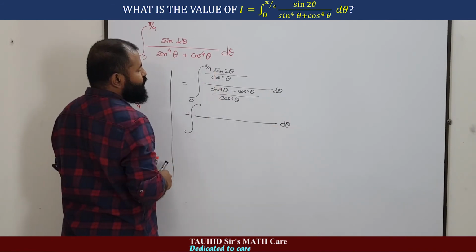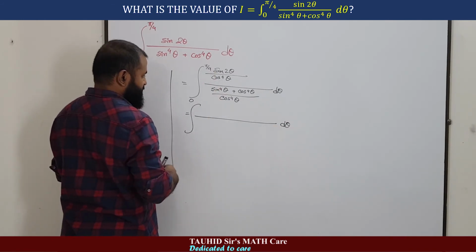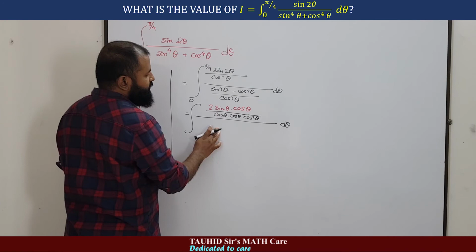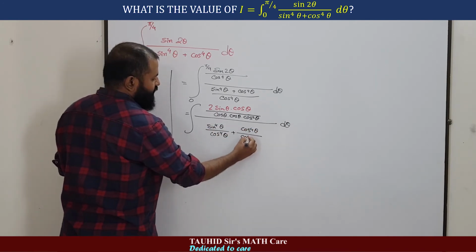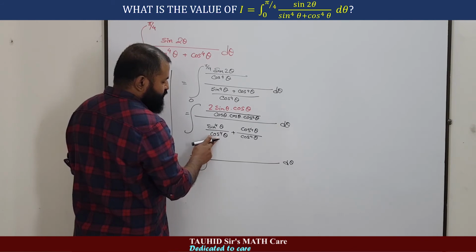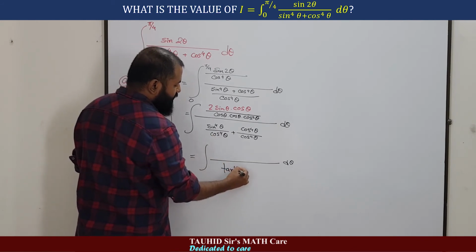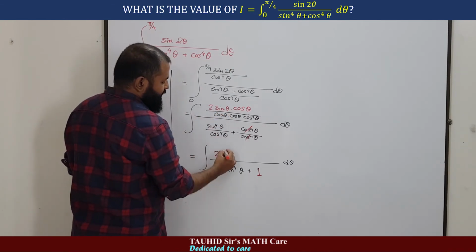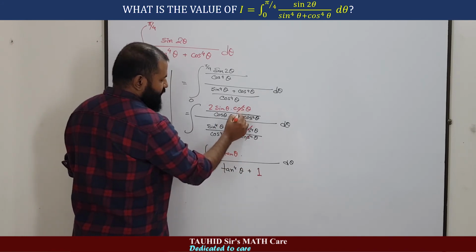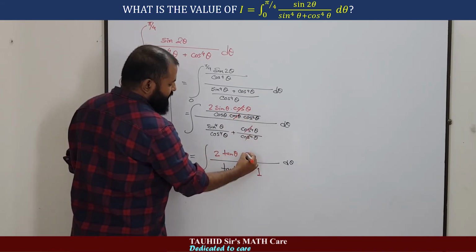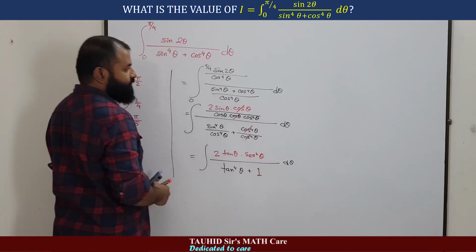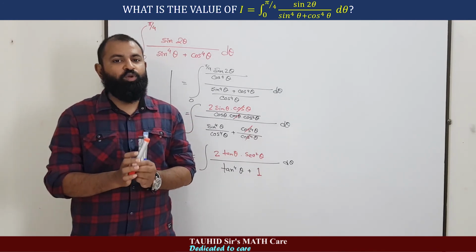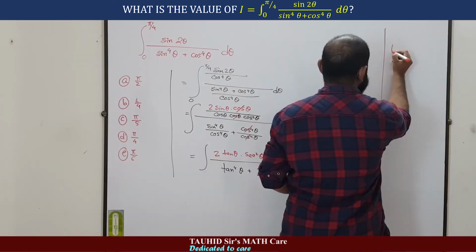We all know that sin 2 theta can be expressed as 2 sin theta cos theta. Cos to the power 4 theta, we will write this as cos theta into cos square theta. Sin to the power 4 theta divided by cos to the power 4 theta, that means tan to the power 4 theta plus 1. 2 sin theta by cos theta, that means tan theta, multiplied by cos theta cancels each other, 1 by cos square theta, that means sec square theta. Now we will use substitution. We will assume tan theta as z and we will get sec square theta as dz dx.